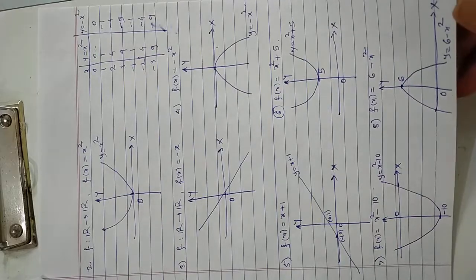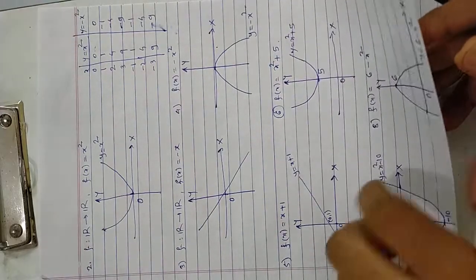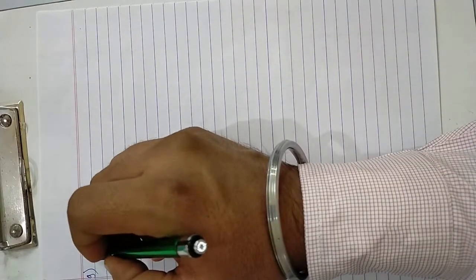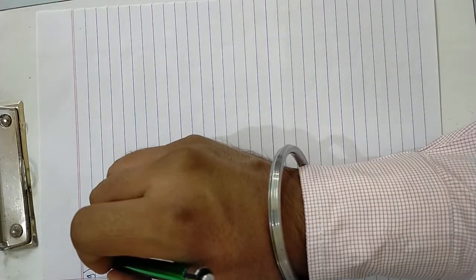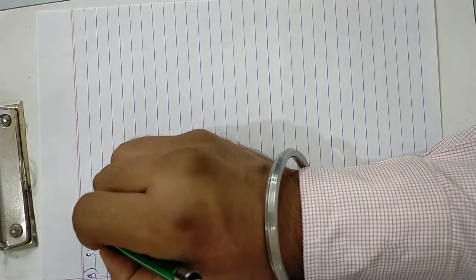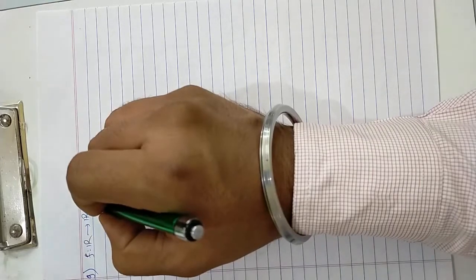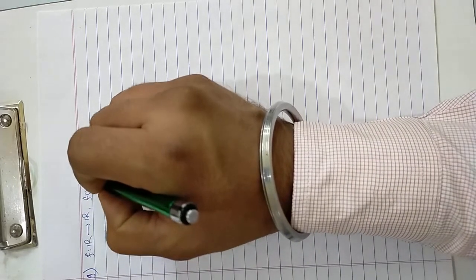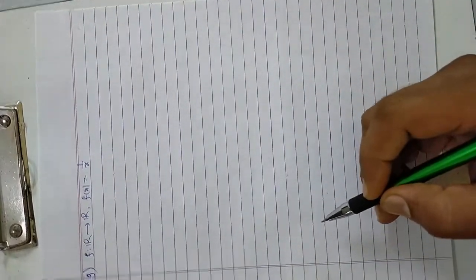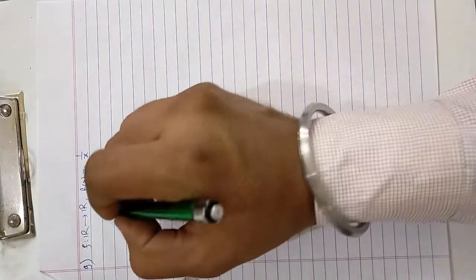So these are some combinations of the graph. The next graph, number 9. If I have to draw the graph of f, a function from R to R, we have defined it as f of x equal to 1 by x. We have to find its domain and range. How will the graph of the function be?